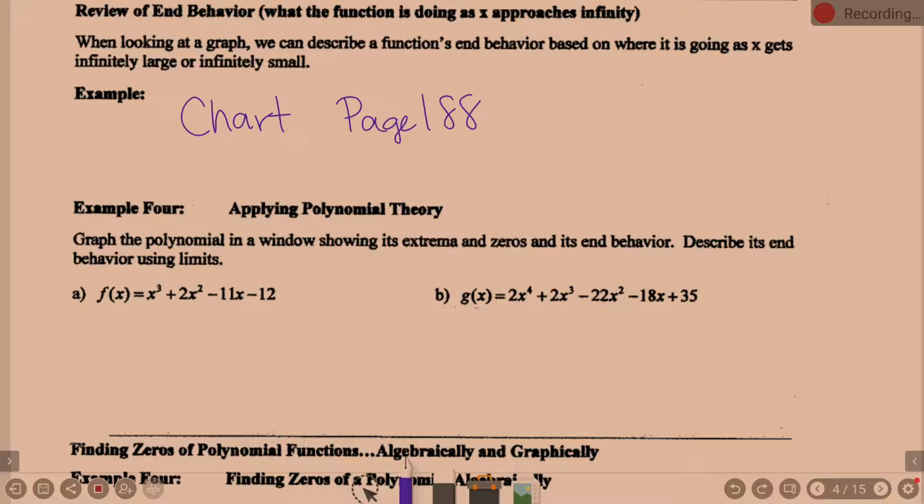So notice the directions on example 4. Graph the polynomial in a window showing its extrema and zeros and its end behavior. Describe its end behavior using limits. So as we look at A, f of x equals x cubed plus 2x squared minus 11x minus 12. I think probably the best bet is just go ahead and graph it. So grab those calculators and start graphing it.